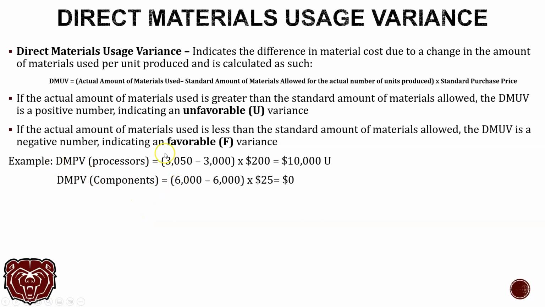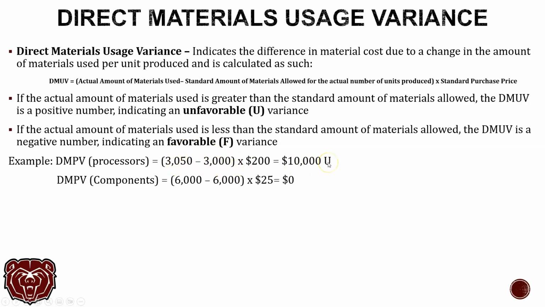Okay, so here we go. We'll take a look at processors. What we actually used was 3,050. What we budgeted for was 3,000. So this is going to be a positive number, positive 50 times 200. That's our standard price. That gives us $10,000, negative $10,000. That's an unfavorable variance for us, meaning we used more than we thought we were going to. We used more than we budgeted ourselves for.